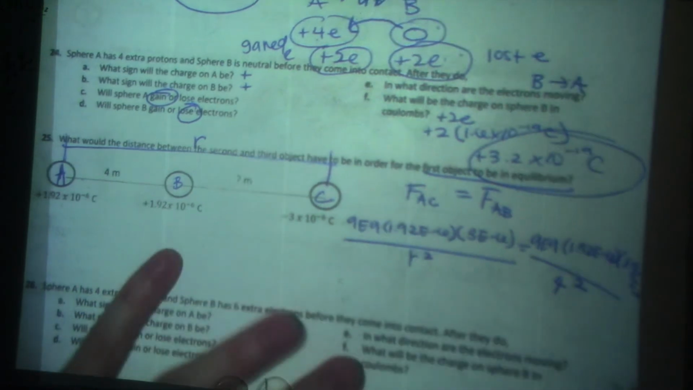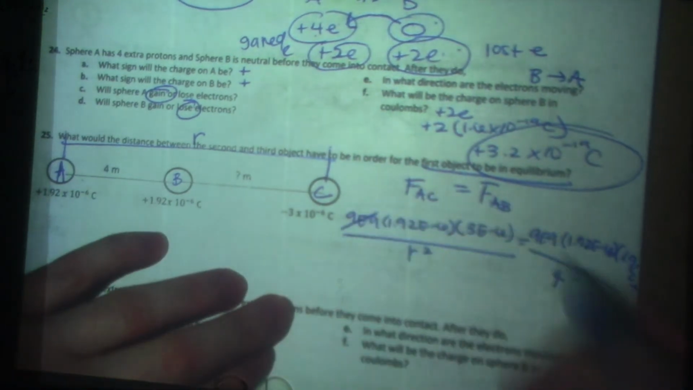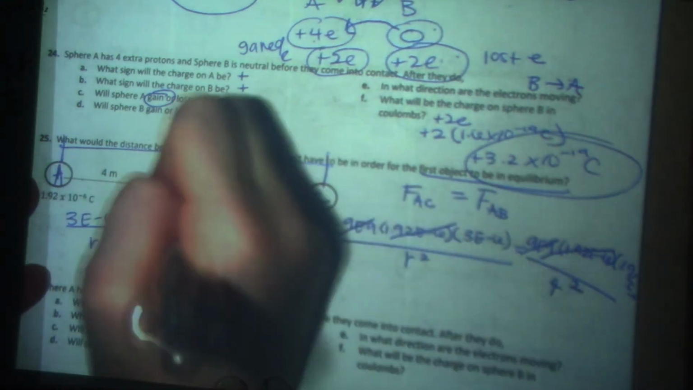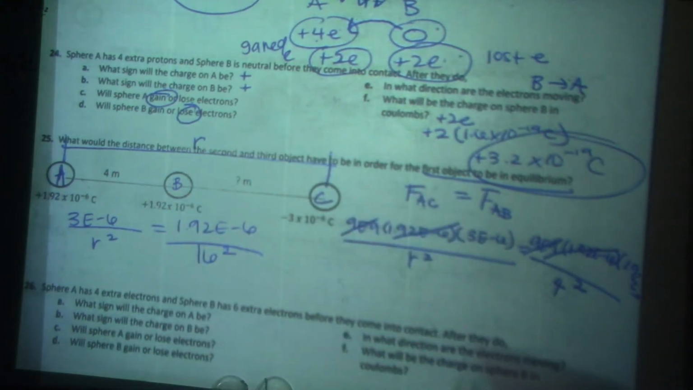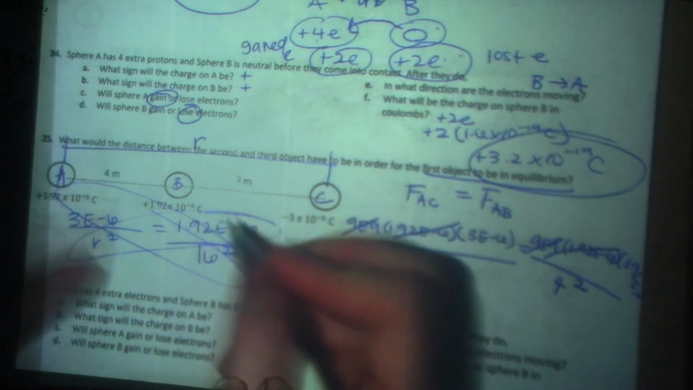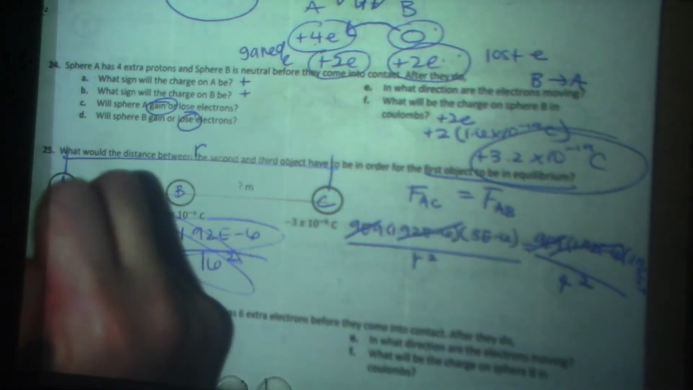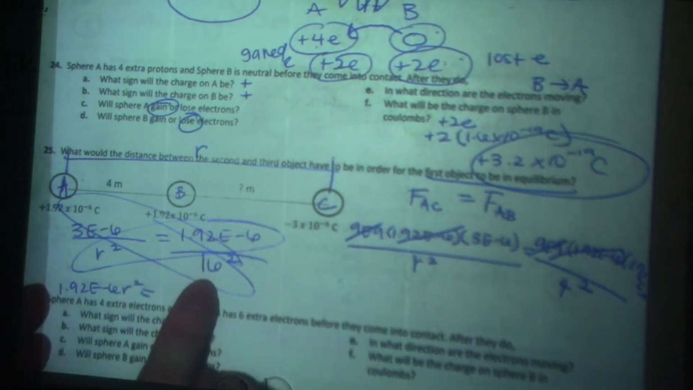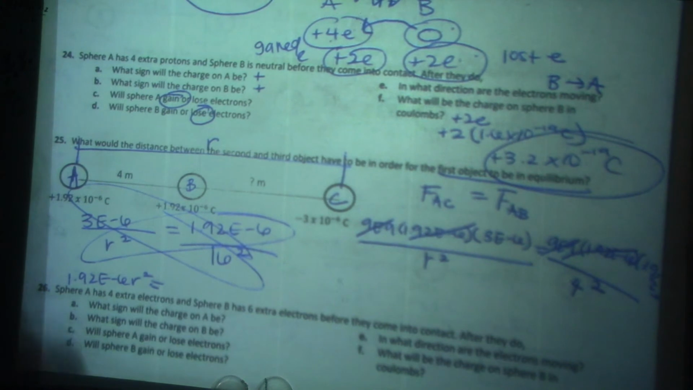Right, looks super nasty, but we can clean it up by crossing off 9E9, crossing out this 1.92 E negative 6. So I have 3E negative 6 over R squared equals, this was a 1.92 E negative 6, it got real squished in here, 4 squared is 16. And then now it's just time to cross multiply. So if you multiply these times equals these, so 1.92 E negative 6 R squared. These two multiplied together equals this one multiplied. I don't think I wrote these down.